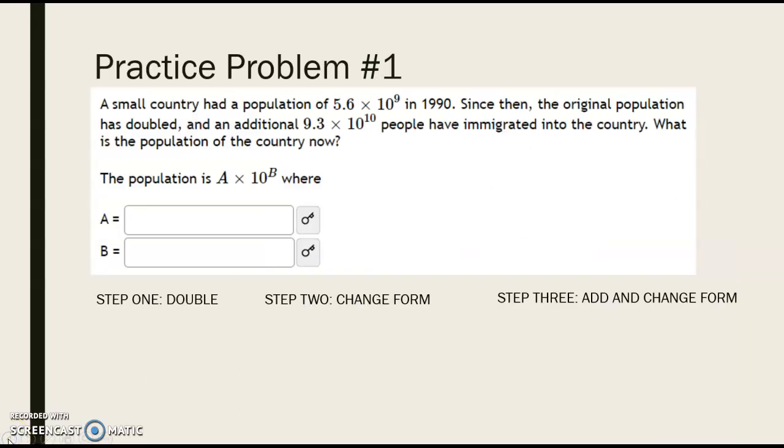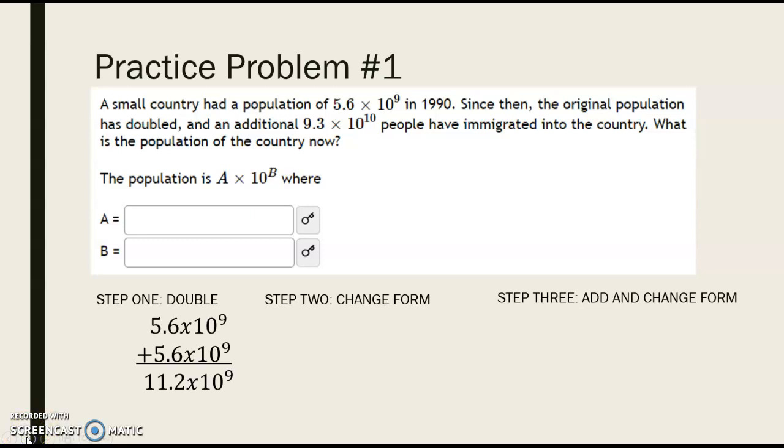Let me go back one more. On your homework, you'll probably see something that looks like this. A small country has a population of 5.6 times 10 to the 9 in 1990. Since then, that population doubled, and an additional 9.3 times 10 to the 10 people have immigrated into the country. What is the population of the country now? In this case, we have 3 steps. We want to double the population. That's our first step. So we take 5.6 times 10 to the 9th.